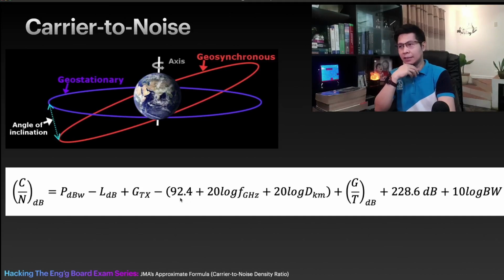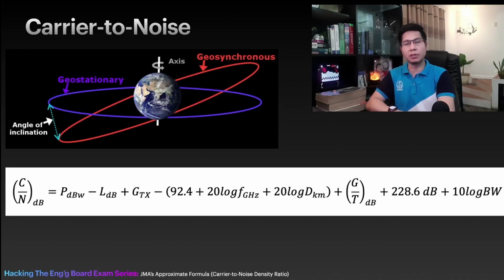So take note that this constant here is only applicable or gagamitin mo lang ito pag yung frequency mo is in gigahertz. So for example, the frequency is 12 gig. So ang gagamitin mo value dito is just 12. And then if the distance given is in kilometer, take note of those constant. Then we have here yung tinatawag nating G over T. This is called as the satellite's FOM o yung satellite figure of merit.